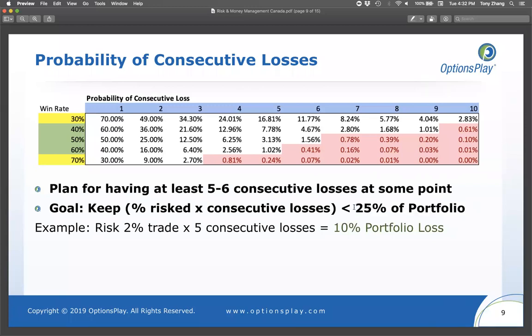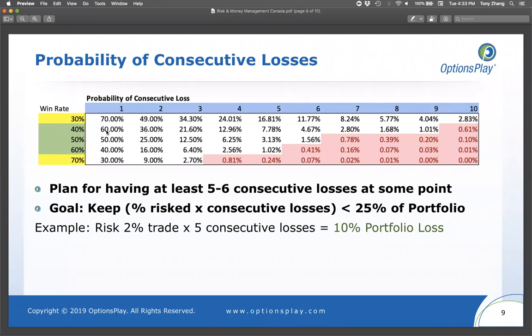So what I have up here is a chart of the probability of consecutive losses based on your win rates. The win rate many times is determined by the type of strategy that you trade. So if you're long calls and puts, your win rate is going to be somewhere in that 30 to 40% range. You're going to have low probability of profits, but those are usually traded off with higher risk reward ratios.